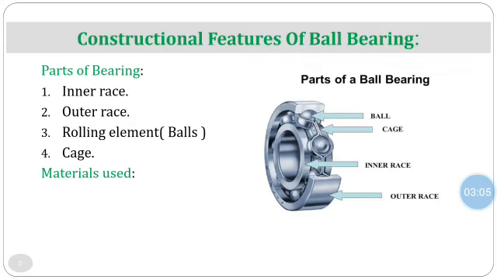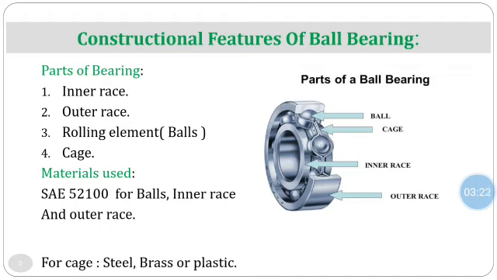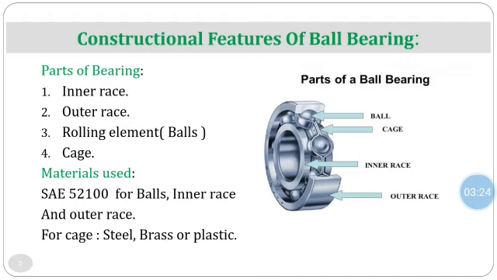Now, what are the materials used for the bearing? Generally, SAE 52100 steel is used for balls, inner race and outer race of the bearing. And for cage, steel, brass or in some cases plastic is used.